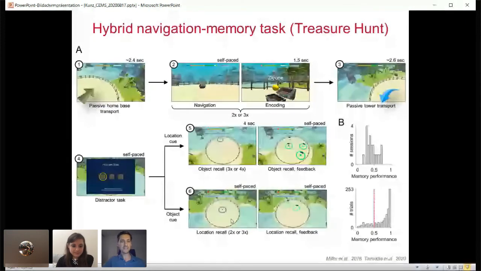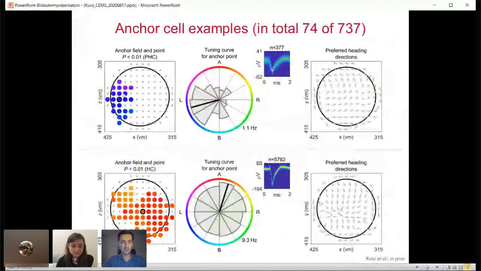We again identified anchor cells in different MTL regions, for example, this one here in the upper row, which was tuned to an anchor point in the west part of the environment, and this cell activated whenever this anchor point was to the left of the navigating subject.